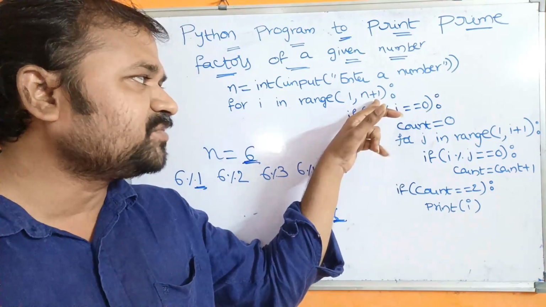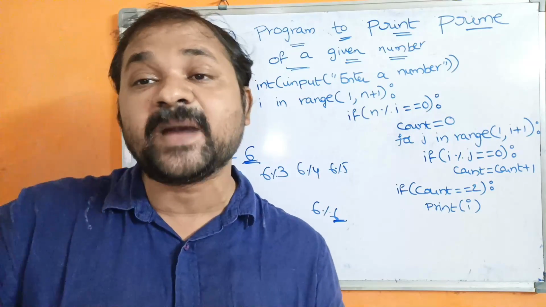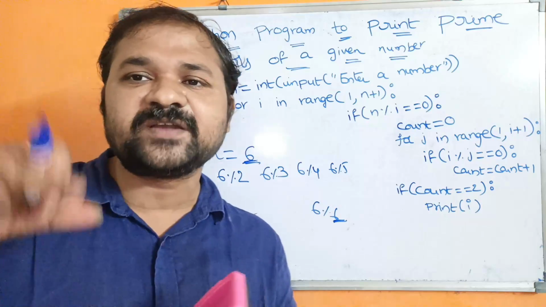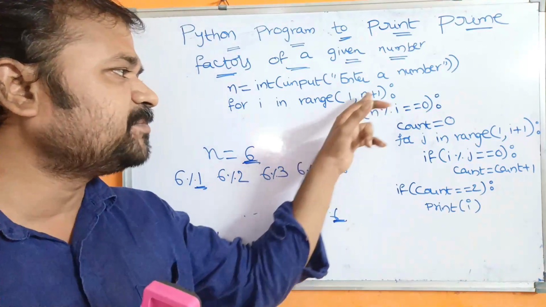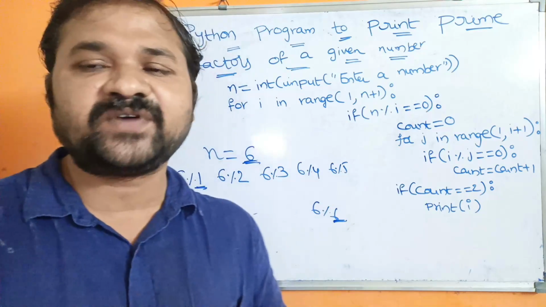The second value in the for loop is called the stop value. The for loop will be repeated up to stop minus 1. So here 6 plus 1 means 7, and 7 minus 1 means 6. So the for loop will be repeated up to 6. Here we have to do two activities. So what is the first activity?